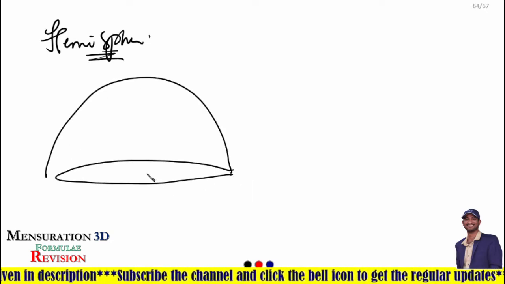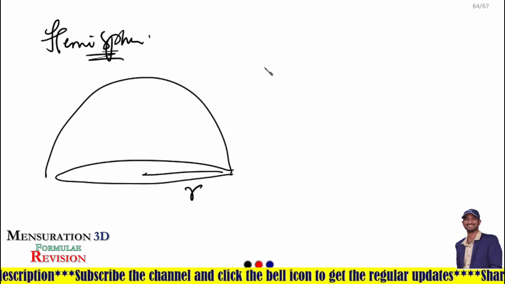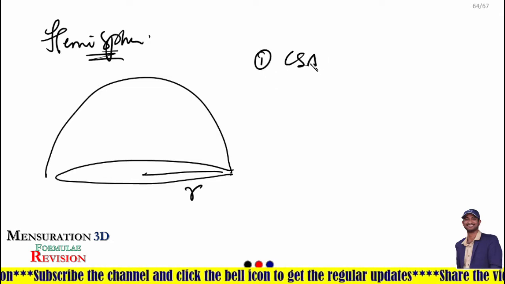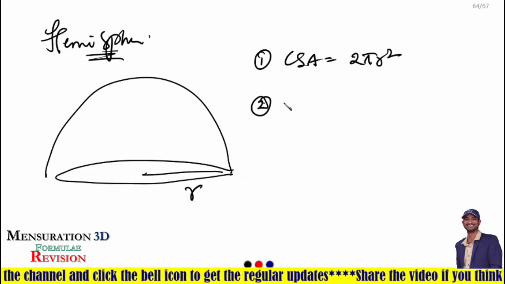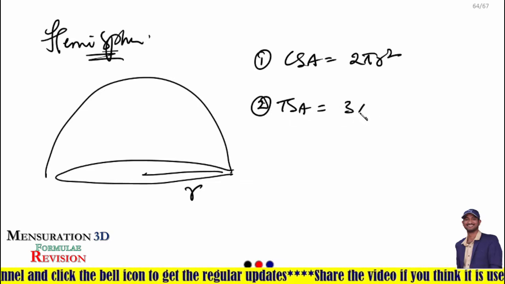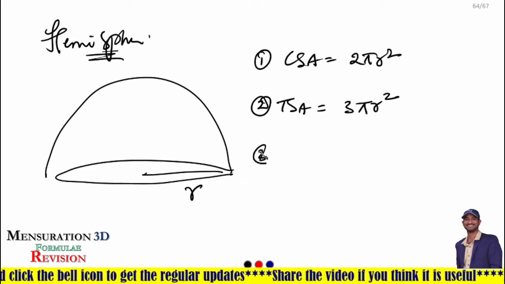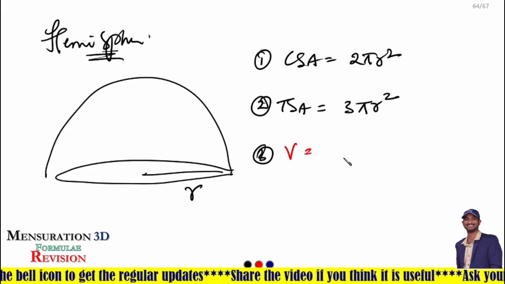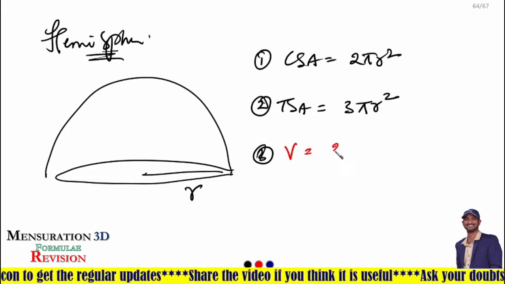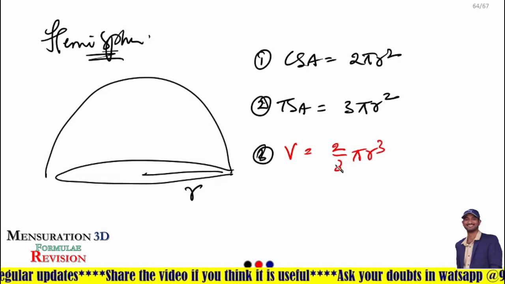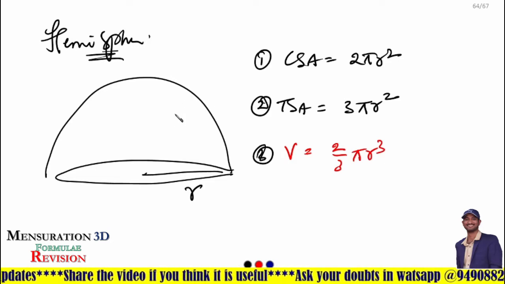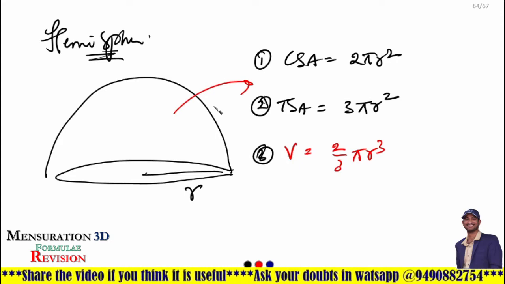Hemisphere is nothing but half of the sphere. If the radius of the sphere is small r, then first, curved surface area is 2 pi r square, second, total surface area is 3 pi r square, and third, volume of the hemisphere is half of the sphere, so 2/3 pi r cube. These are basic formulas, and these formulas are applicable for a solid hemisphere.